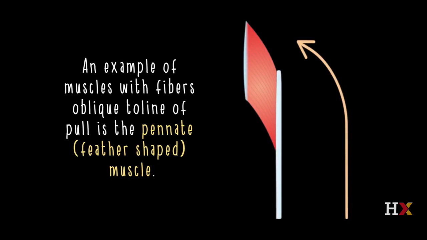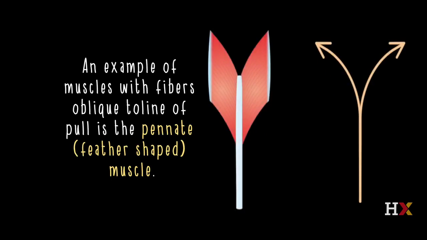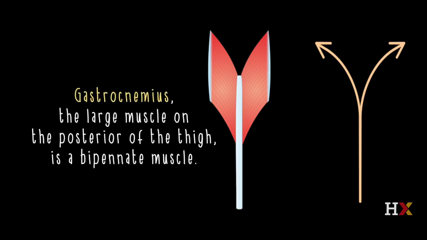This is an example of a pennate muscle, which means feather-shaped, and this is a bipennate muscle, which is symmetrical on both sides. One example of a bipennate muscle will be the gastrocnemius muscle, which is a big muscle in the posterior side of your leg. If you point your toe, you're using gastrocnemius to perform that motion at the ankle.